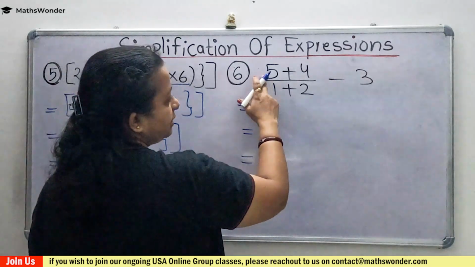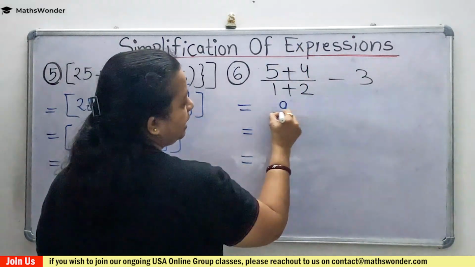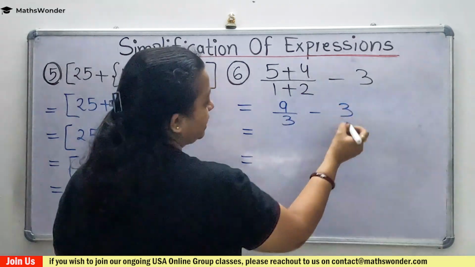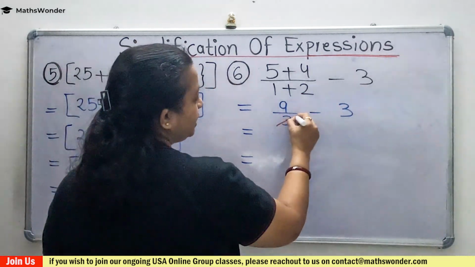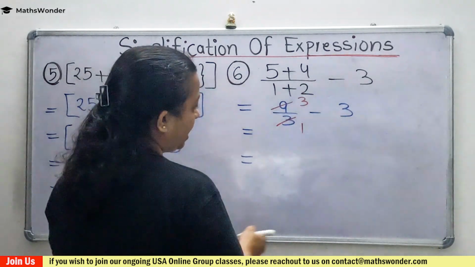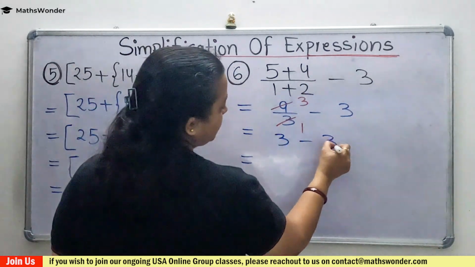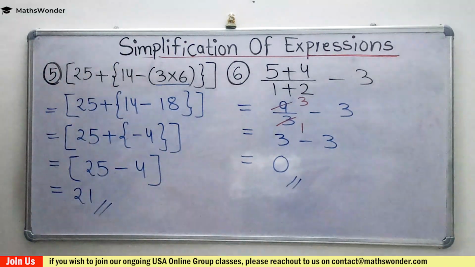In the second, you will solve first this fraction. So 5 plus 4 is 9. 9 over 3 minus 3. If we can simplify, definitely we'll do it. 3 times 1 is 3. 3 times 3 is 9. So what is the remaining part? 3 minus 3, which is 0. So the final answer is 0. Any confusion, boys? No.